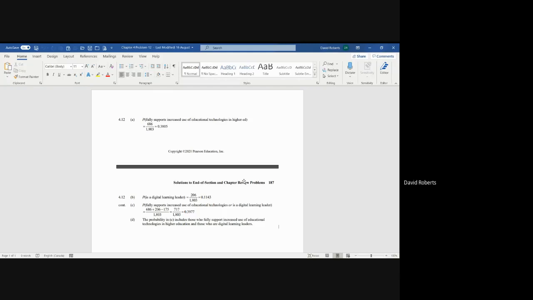In part C, fully supports the use of digital technologies in higher ed or is a digital learner. So in this particular case, it's very different. It's the opposite to and. So you can be one or the other. There's a couple of ways to do this. One is take the total that support digital learning, which is the 206 is a digital learner. And then one is supporting, which is 686.